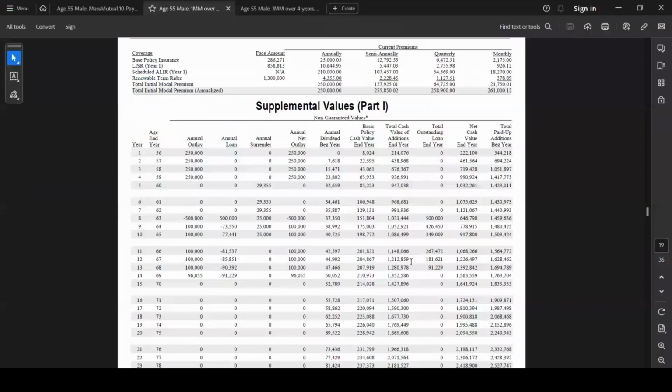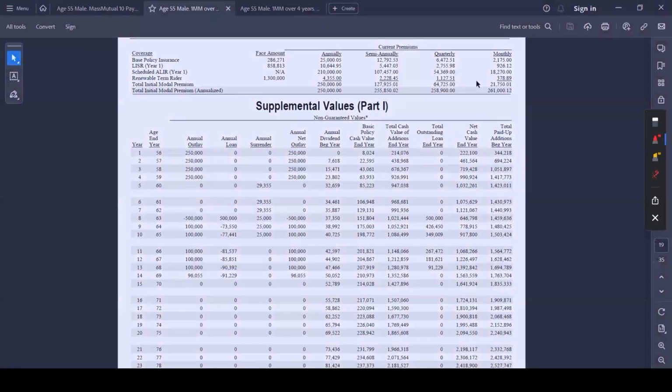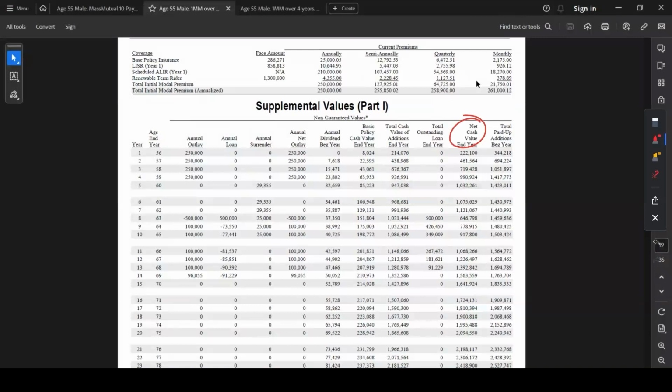Just to explain the math a little bit. Then you've got the net cash value and then total paid up additions beginning year. So I'm going to scroll down in a second, but I'll just hit on these two very, very quick. So net cash value, that's your money column, how much money you have access to. You'll notice that does drop when we take a policy loan. I like to refer to that as our available equity.